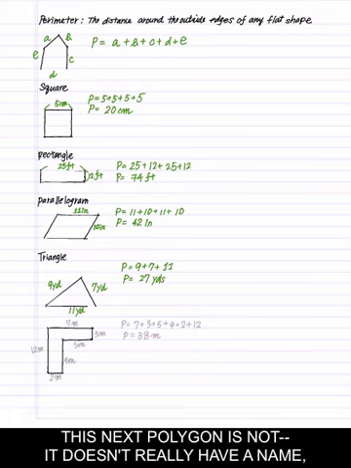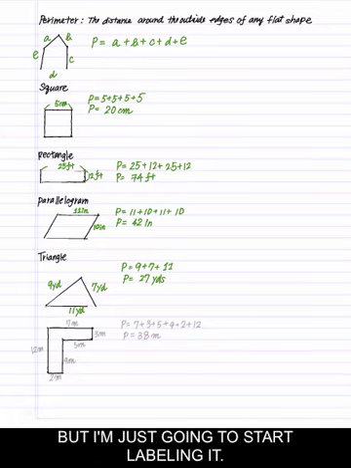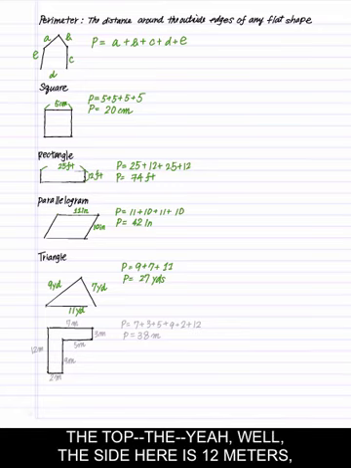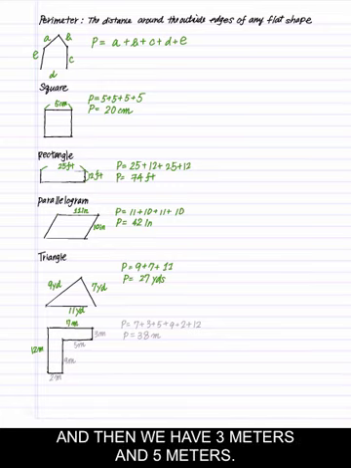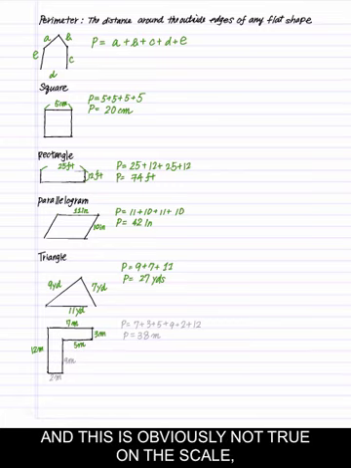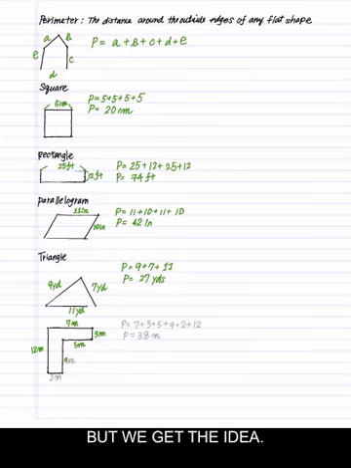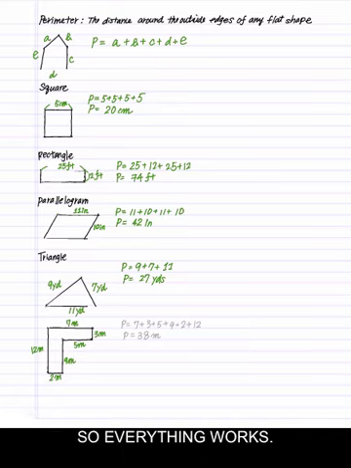This next polygon doesn't really have a name, but I'm just going to start labeling it. We'll do the side here is 12 meters. The top is 7 meters. And we have 3 meters and 5 meters. And this is obviously not drawn to scale, but we get the idea. And we'll say 2 meters down here, so everything works.